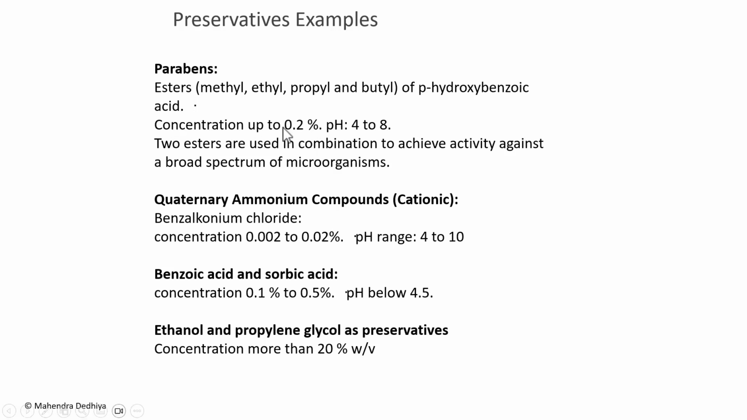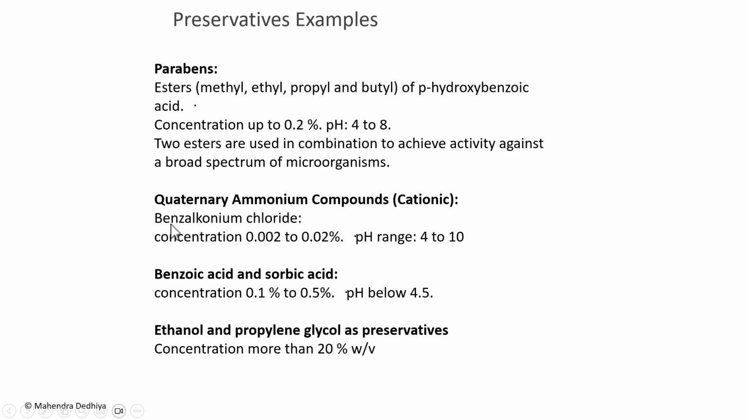Concentrations up to 0.2% are used. pH generally is 4 to 8. Generally, two esters, methyl-propyl or methyl-butyl, will be used to achieve the activity against a broad spectrum of microorganisms.